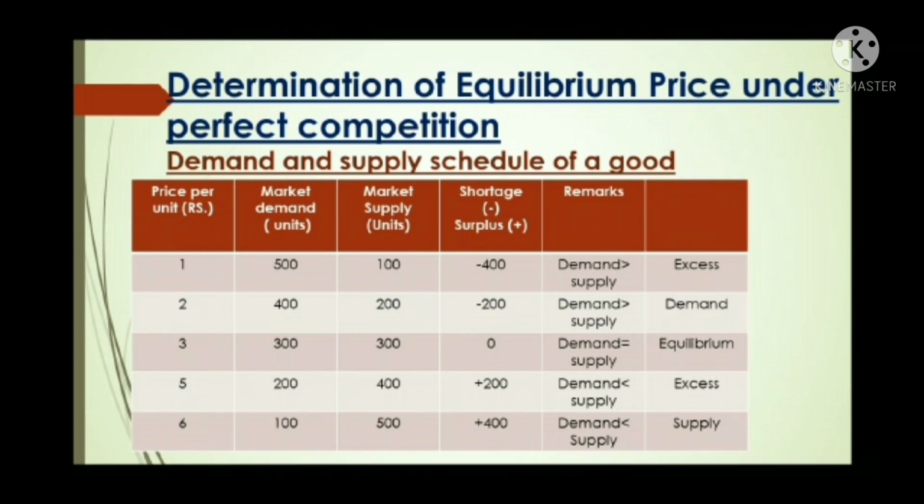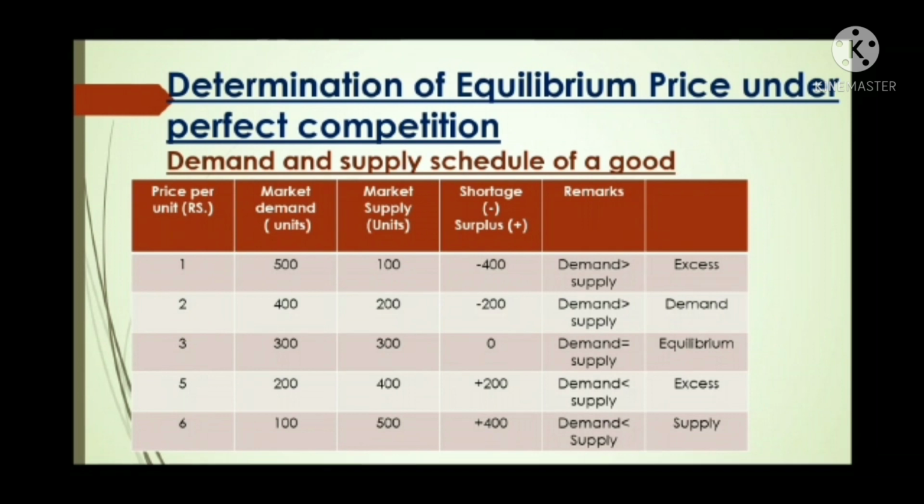and supply. You see here in this table, the demand and supply schedule of a good is given. So in this table, market price is determined at ₹3 per unit. Equilibrium price of a good is that price at which quantity demanded is equal to quantity supplied. At a price of ₹3, quantity demanded equals quantity supplied equals 300 units, which is called equilibrium quantity. Thus, equilibrium quantity refers to the quantity demanded and quantity supplied at equilibrium price.